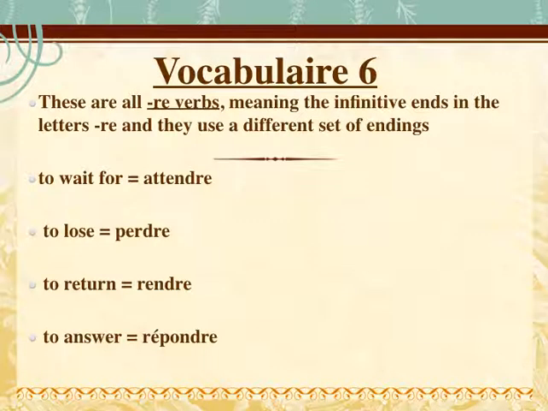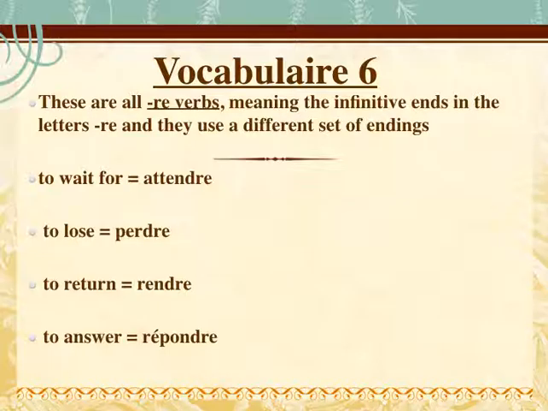Our new group of verbs for this unit are RE verbs. These are simply verbs where the infinitive ends in the letters RE, and they'll use a different set of endings compared to ER verbs. However, these are all still regular verbs. They're still going to conjugate using our exact same pattern. We simply have a different set of endings. You have 4 RE verbs that you're going to be held responsible for this semester before the final exam.